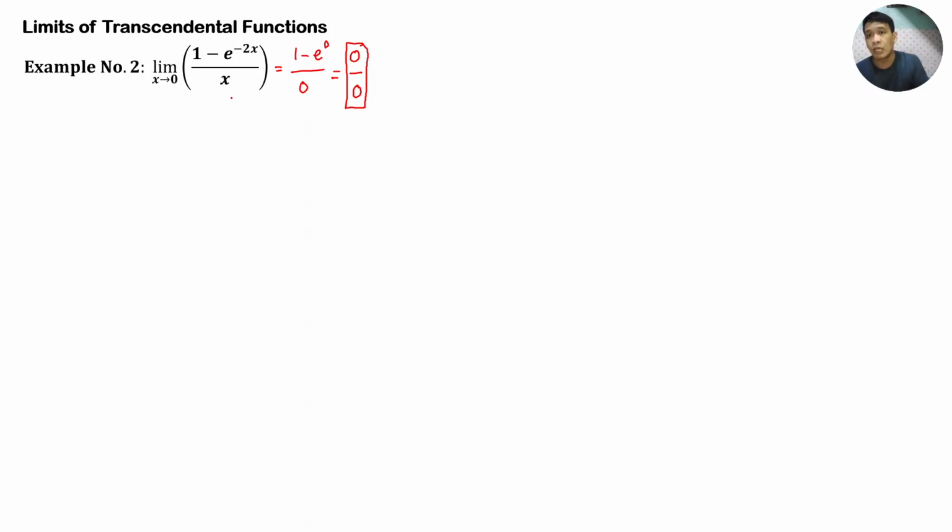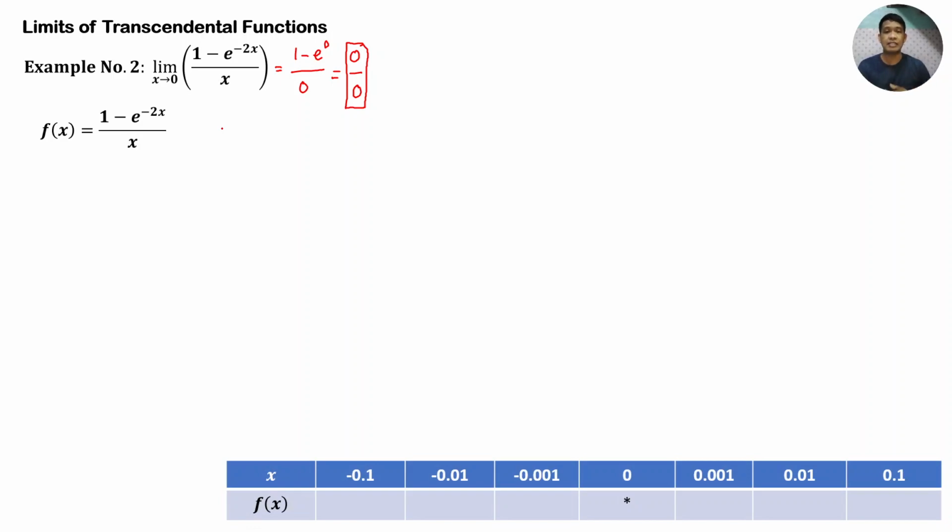Algebraically, medyo mahihirapan tayo dito kasi ito ay naka-simplest form na. So ang gagawin natin is we can use the first method na diniscuss natin dun sa definition ng limits. We can use table of values. So if f of x is equal to 1 minus e to the minus 2x all over x, we will get values closer to x is equal to 0. So let us try to have this table. So for x is negative 0.1, negative 0.01, negative 0.001, as it gets closer to x is equal to 0.